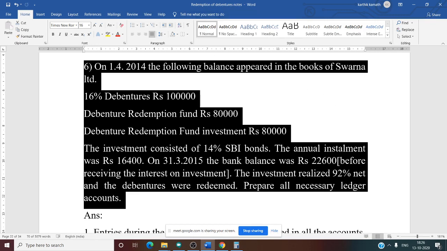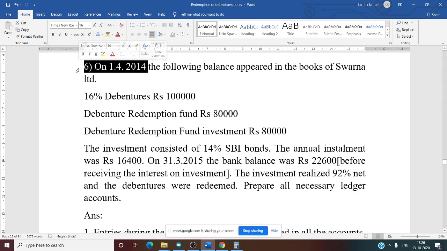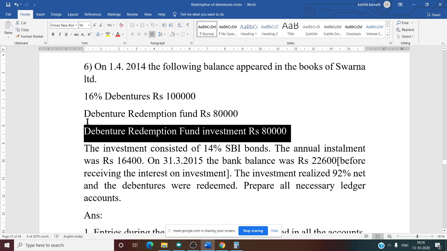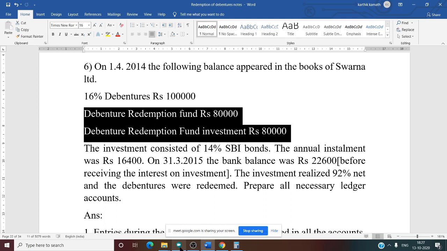Now the issue date is not given. Directly the balance itself is given, on 1/4/2014. Now, debenture redemption fund and debenture redemption fund investment account have the same balance. I have already told this. For every year, they have the same balance. That is why they have given the same balance, 80,000 and 80,000, for both the accounts, except for the case of multiples of 100 only or 10 only, where there may be a change in the amount.